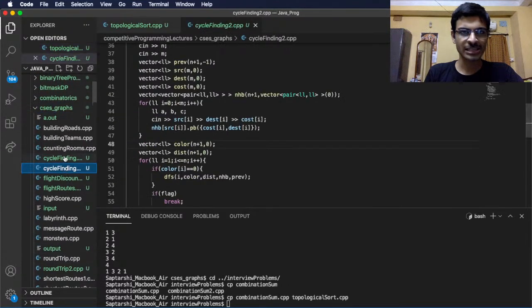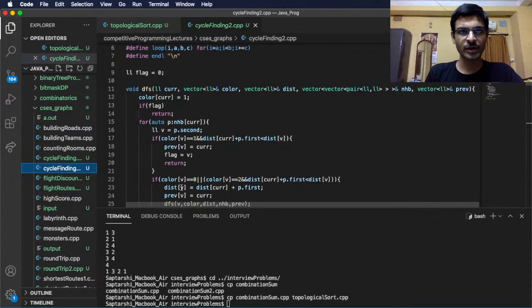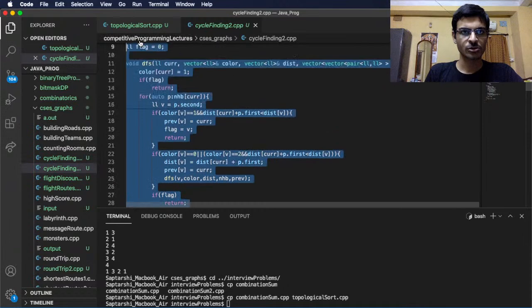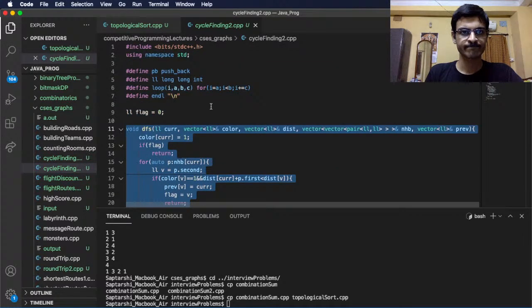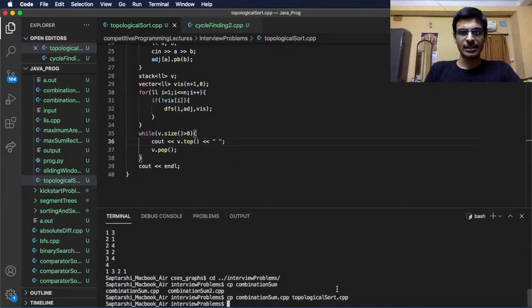Which is the question? Cycle finding 2, is it? Yeah, I think so. So this is a DFS that we are doing. For now we can maybe end with this. Let us say we run this, assuming that it is always possible in topological sort. Let us run this topological sort.